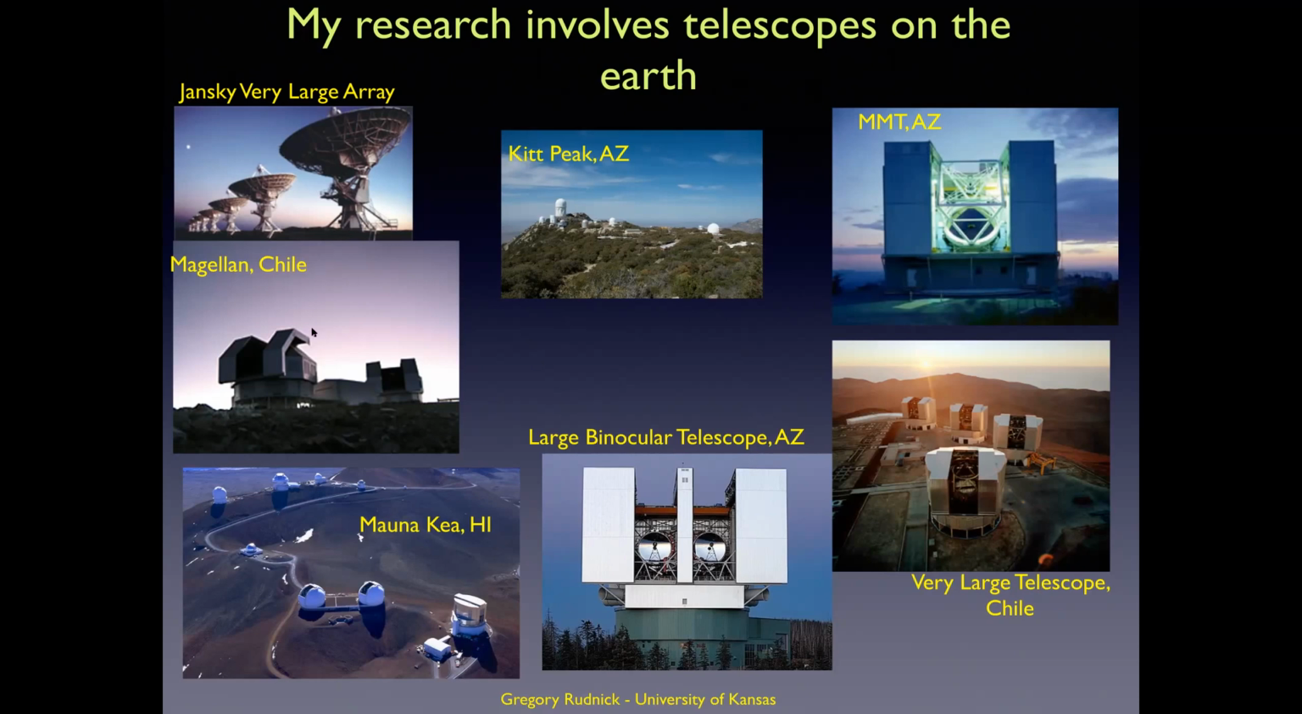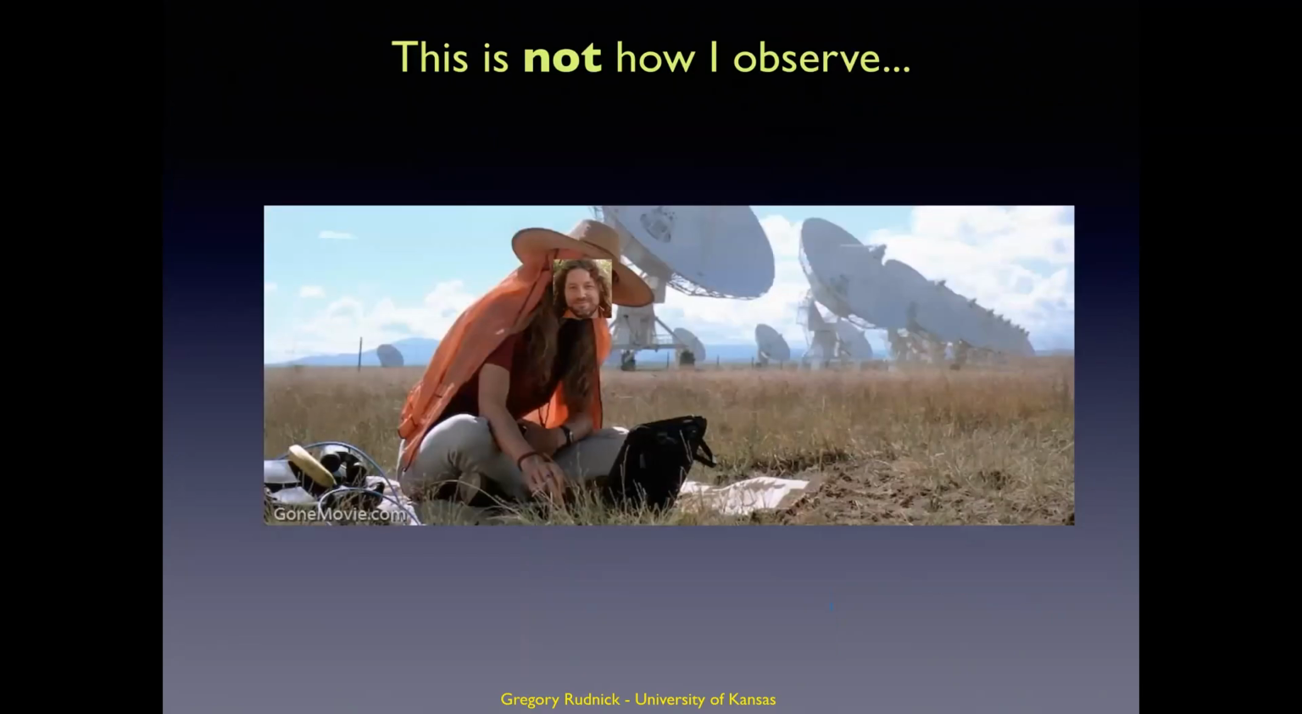I've used the Magellan telescope in Chile, in the Atacama Desert, as well as the Very Large Telescope in Chile. Each one of these has an 8.4 meter diameter mirror. There's the Large Binocular Telescope on Mount Graham in Arizona. And I've also been to Hawaii multiple times, observing on Mauna Kea at 14,000 feet on the Big Island of Hawaii. I'll actually show later some stuff from that telescope there, which is the Gemini North telescope. I don't observe like this, even though I have actually observed at the VLA.